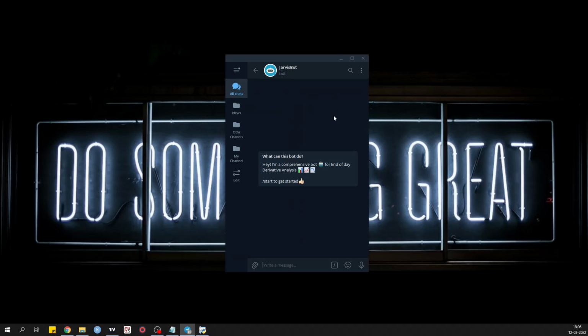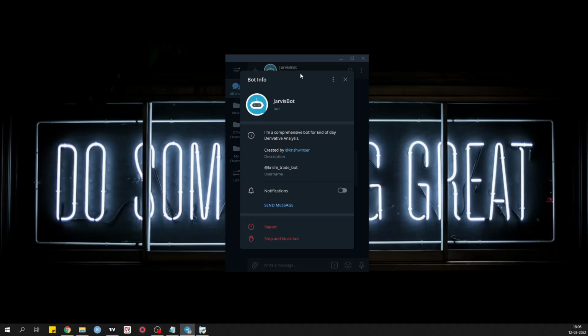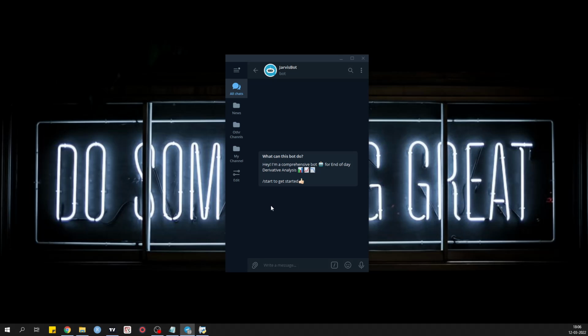So this is the bot. The bot name is Jarvis. This is a Telegram desktop app, by the way. If you don't have the Telegram desktop app installed in your system, clicking the link would take you to a browser where you could find a similar interface. If you want to find it other than from the link given below, you can use at krashi underscore trade underscore bot to get this bot. It says, I'm a comprehensive bot for end of day derivative analysis, / start to get started.